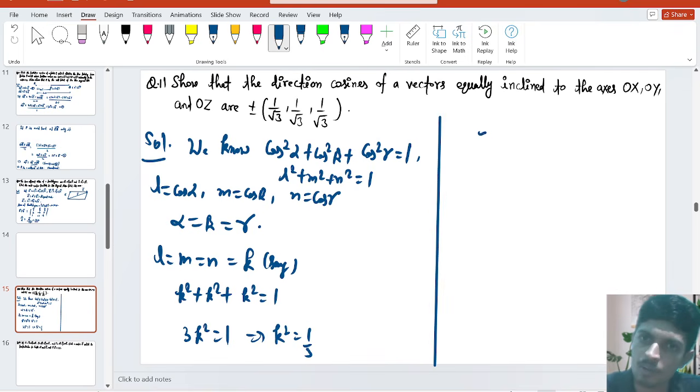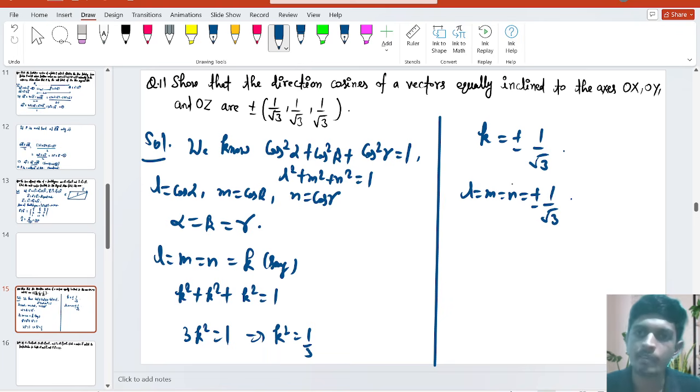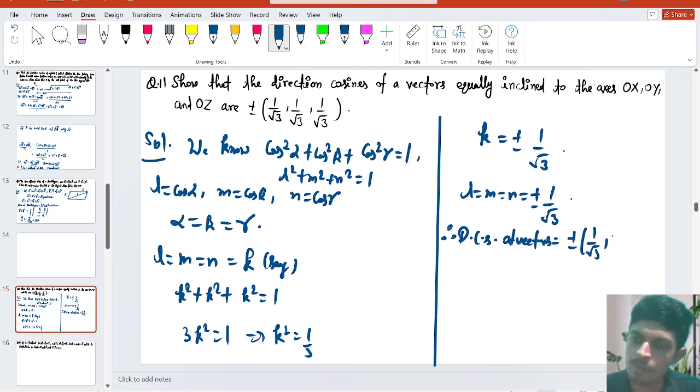We get K = ±1/√3. So we write L = M = N = ±1/√3. And these are the DCs, the direction cosines of the axis, the direction cosines of the vectors. So the DCs of the vectors are L = 1/√3, M = 1/√3, N = 1/√3, taking the plus minus, and this is the final answer. This is a proof, and it is important for you for 2 marks. I hope it is clear to you.